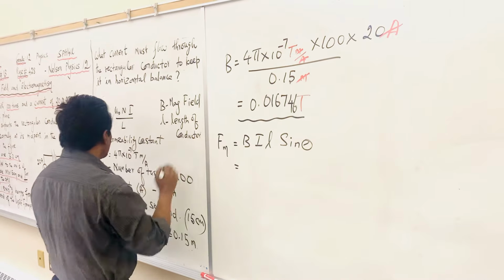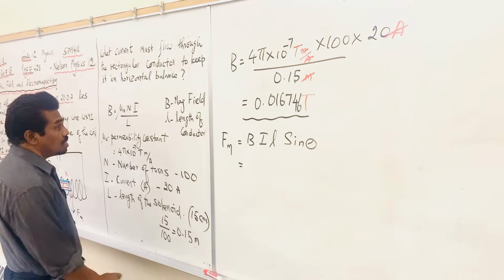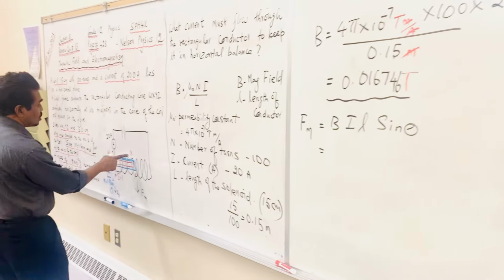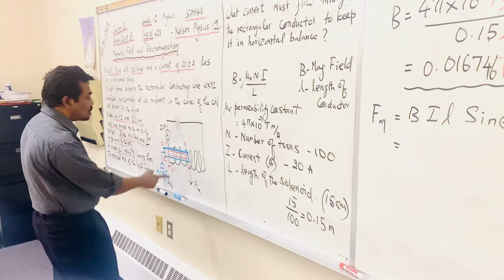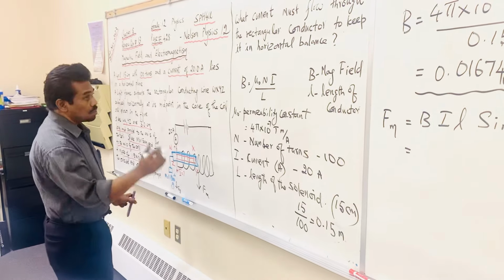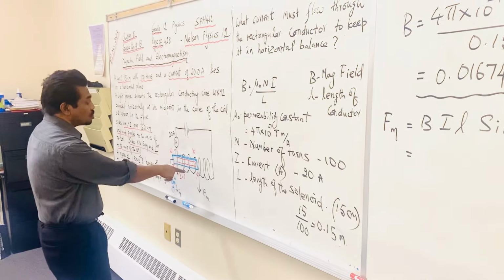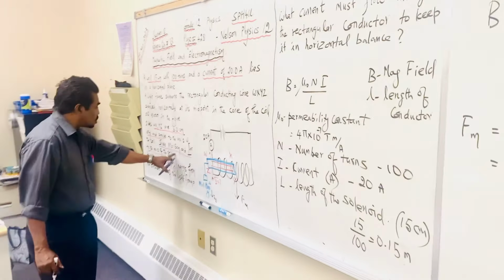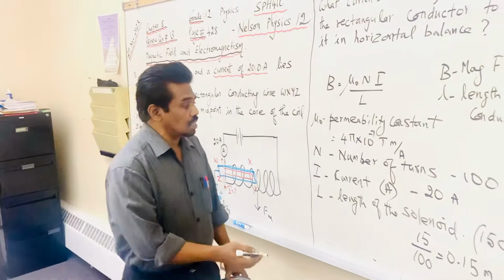For the first question we use the length of the solenoid. Now we have to use the length. Which one is giving the length? Only XY, which is perpendicular to the magnetic field, because that is the only thing that will give the force. So we have to use the length of XY. What is the length of XY? The length of XY is 1.5 centimeters.